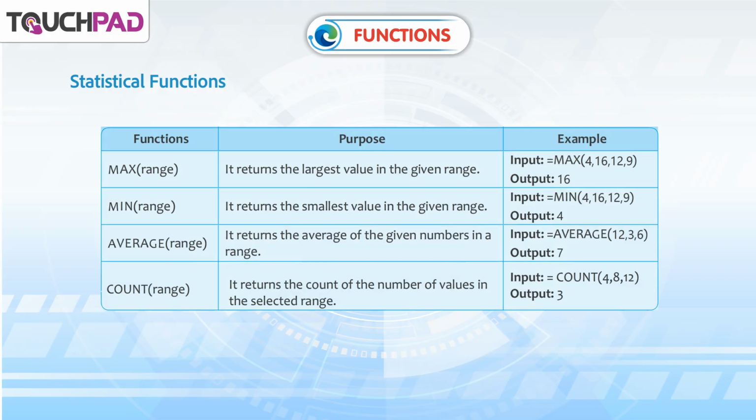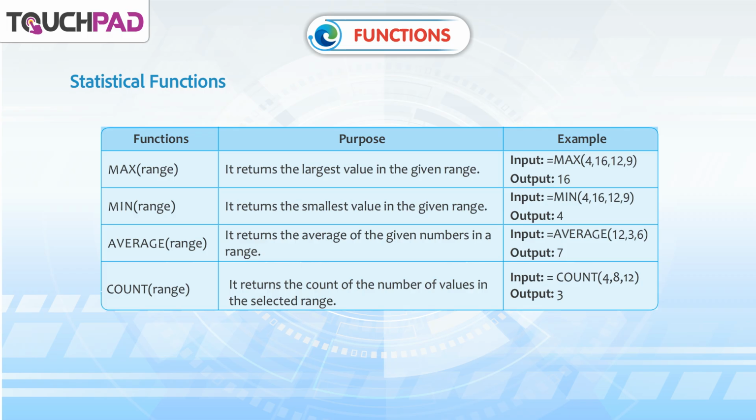Statistical functions. MAX(range). It returns the largest value in the given range. Input: =MAX(4, 16, 12, 9). Output: 16. MIN(range). It returns the smallest value in the given range. Input: =MIN(4, 16, 12, 9).